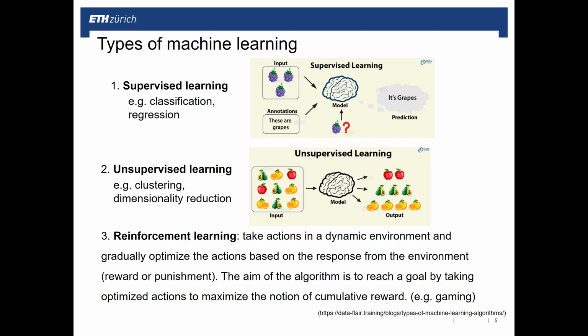The last one is reinforcement learning. This means that the machine takes actions in a dynamic environment. It learns from the experience it gains from the environment. For all the actions the machine takes, the environment gives a response, a reward or punishment. From this, the machine learns that next time it needs to take an optimized action for the environment. This method is widely used in computer gaming.